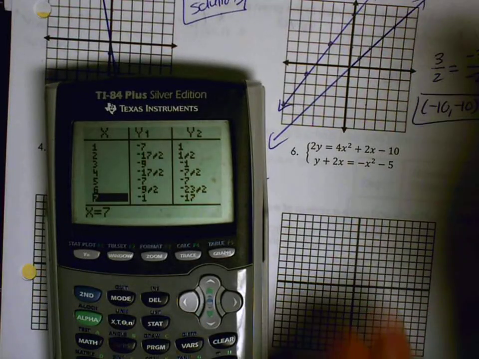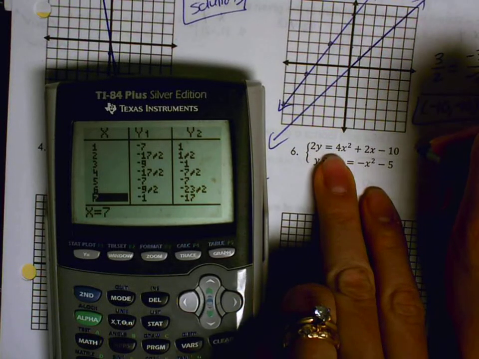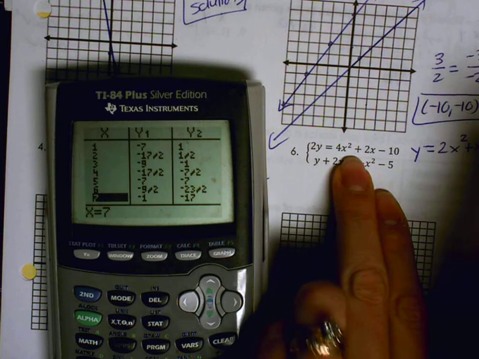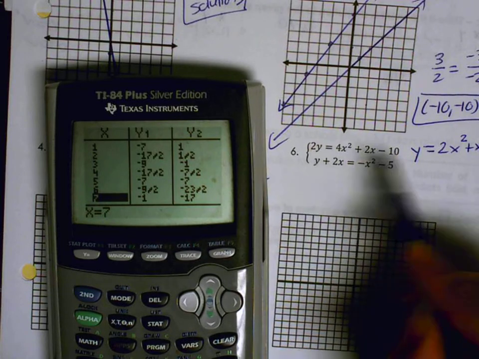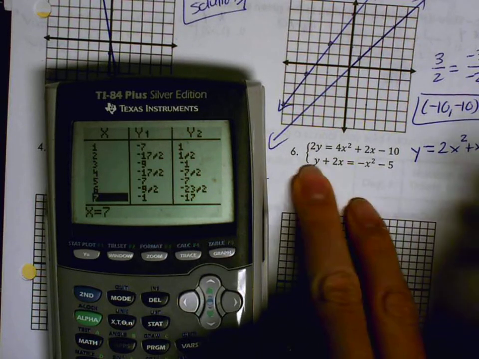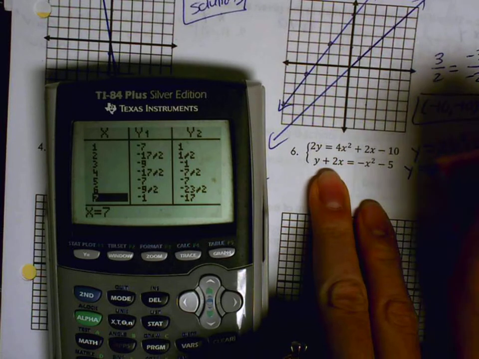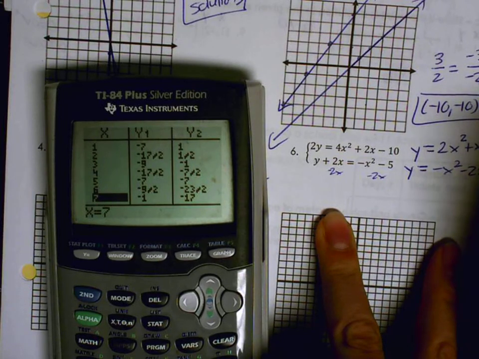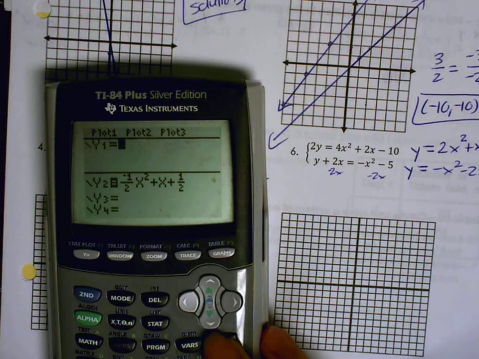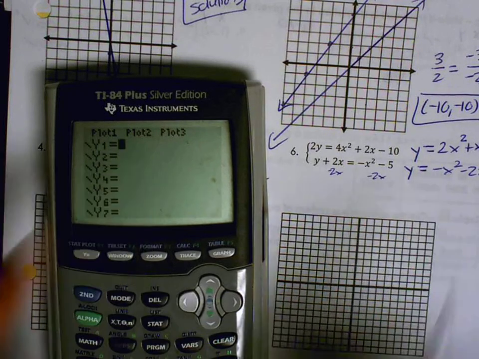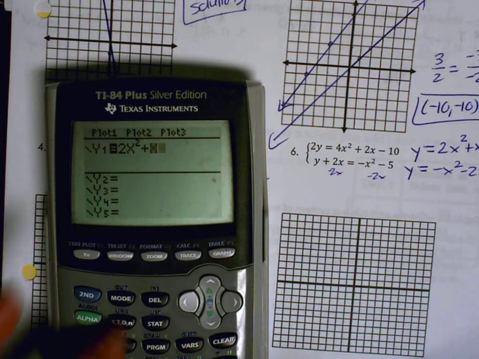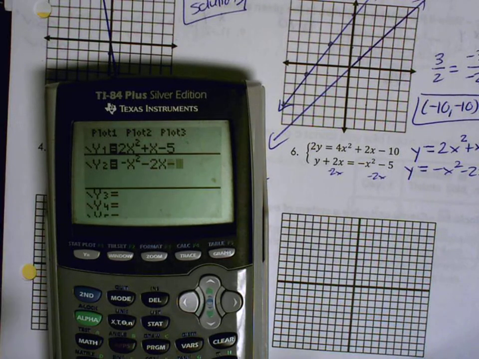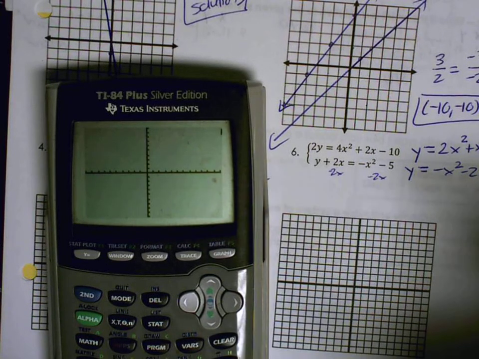Okay, last one. We need to solve for y. So this first one, everything gets divided by 2. So y equals x squared plus x minus 5. So that was 4 divided by 2, 2 divided by 2, negative 10 divided by 2. This one, I just need to move over that 2x. So when I subtract 2x from both sides, I get negative x squared minus 2x minus 5. I go to y equals once they're both solved for y, and I put them in. So 2x squared plus x minus 5 for the first one, negative x squared minus 2x minus 5 for the second one. Hit graph, see what they look like.